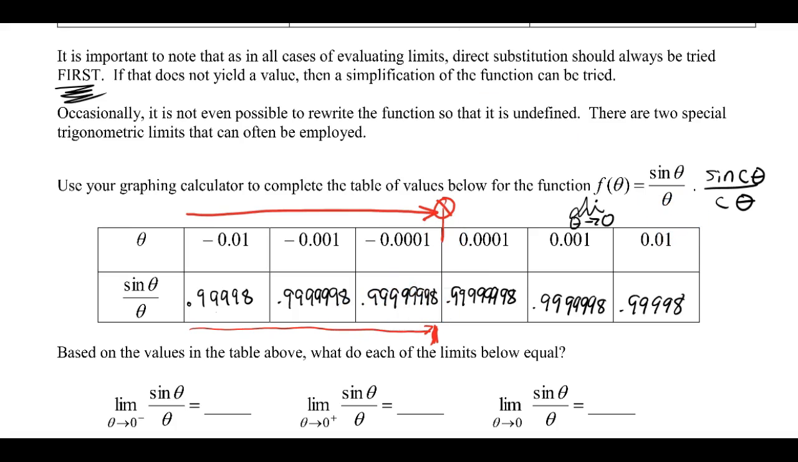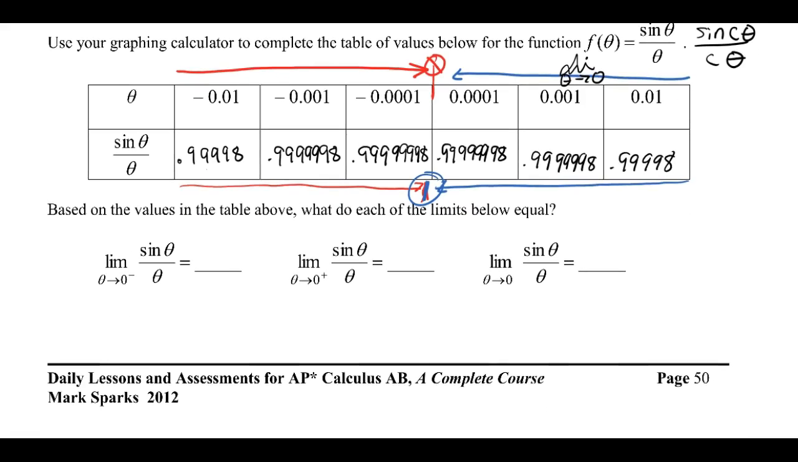And as we approach from the right, towards 0, we also find with our y values, we're getting closer and closer and closer to 1. So we could say the limit of sine theta over theta equals 1. From the left we approach 1, from the right we approach 1, so the two-sided limit equals 1.